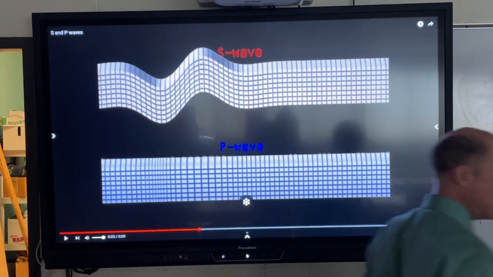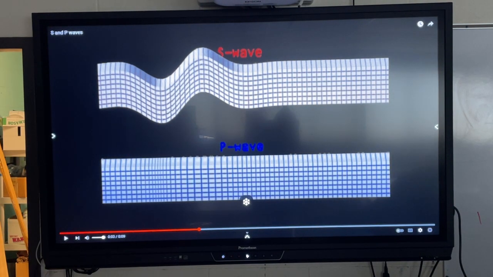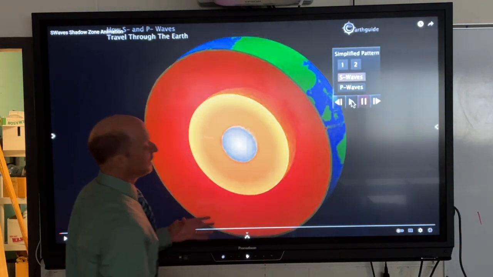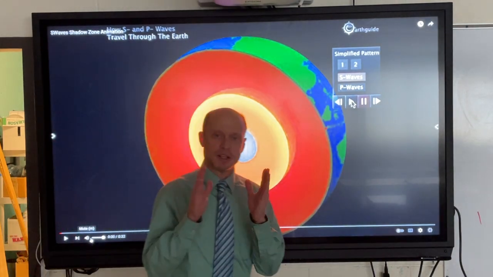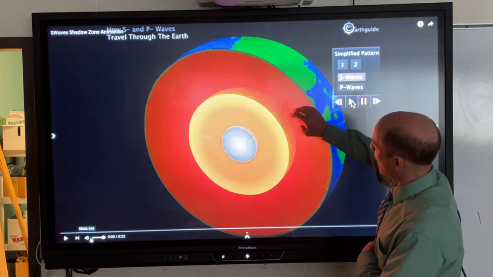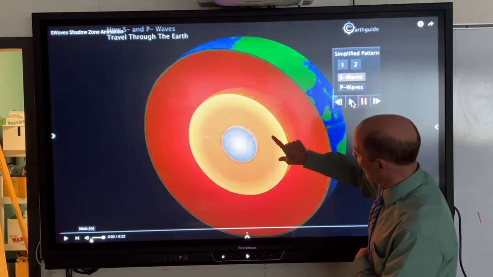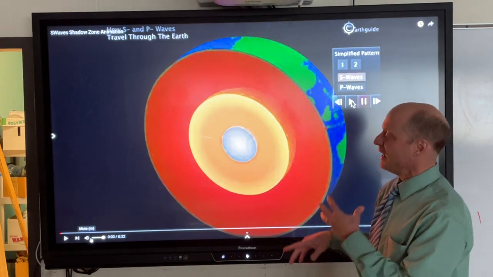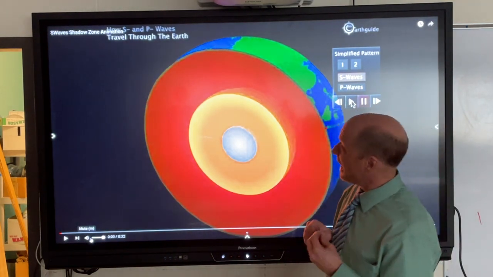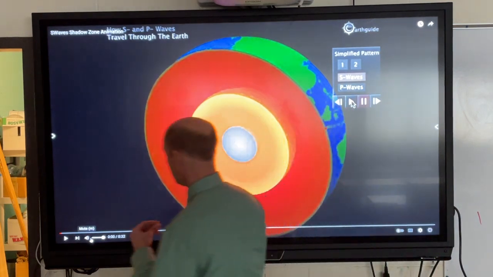Give me just one second as I get to those videos. Let's do S waves first. So the S wave, you will see, they're going to simulate an earthquake happening. This is the surface of Earth, so this will be the crust. This is the mantle, outer core, inner core. And if we could have the Earth cut through, this is how the S waves travel through. Here we go.